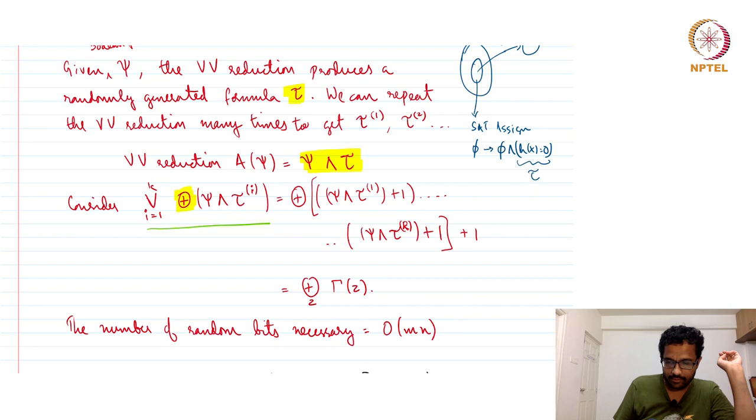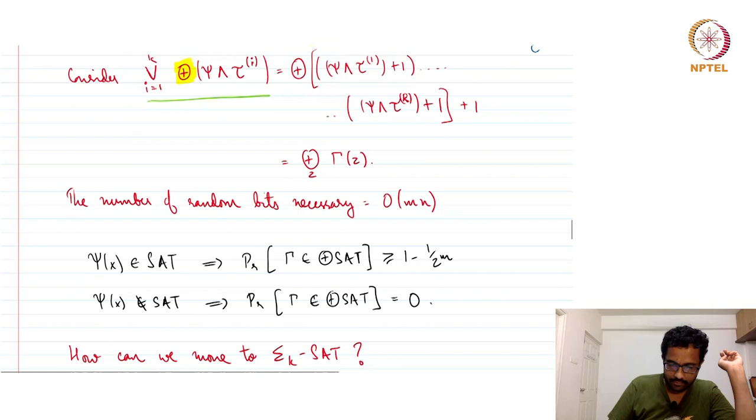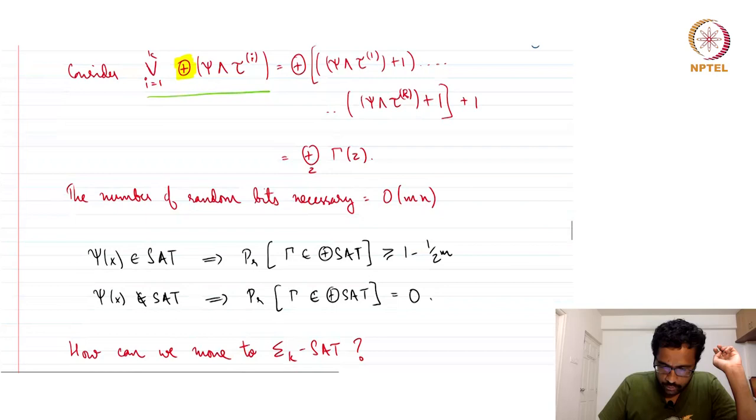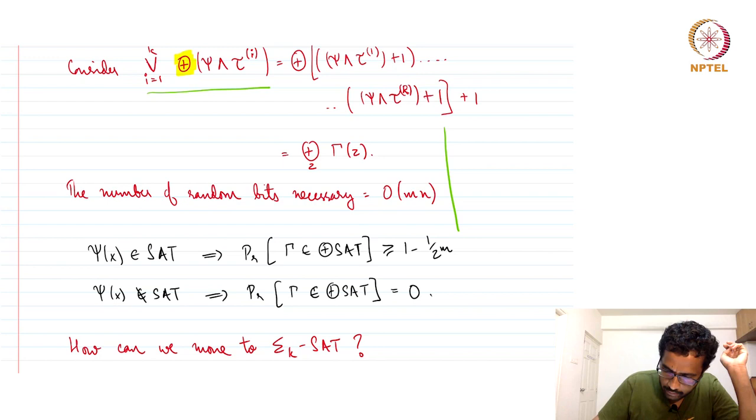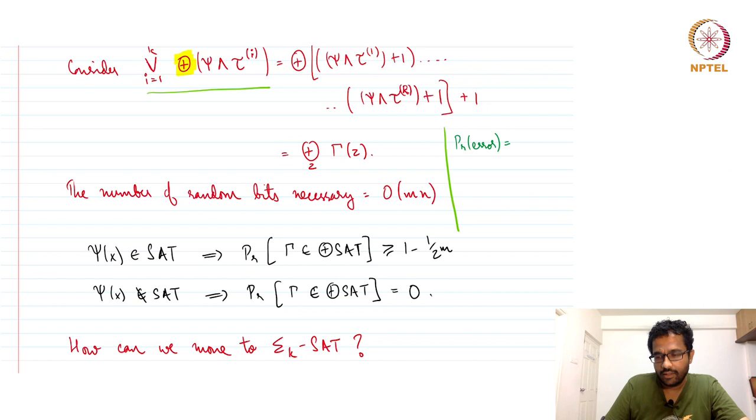So now we need to compute the probability. Okay, so I'll come to the random bit soon. So what is the probability of success? Maybe I'll just write it here. The probability of error may be easier to calculate. If psi is not satisfiable, there is no error. We'll always say no. What is the probability that when psi is satisfiable, there is an error? So it is satisfiable, but in every instance we try, the yes instance is mapped to no.